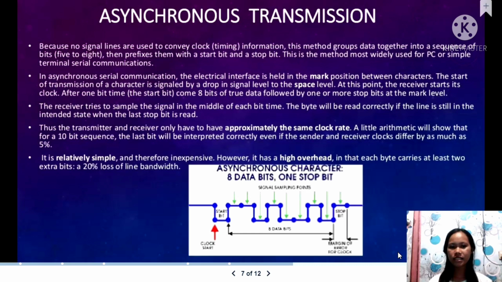It is relatively simple and therefore inexpensive. However, it has a high overhead in that each byte carries at least 2 extra bits, which is 20% of line bandwidth. So, it is the synchronous character of 8 data bits, 1 stop bit.